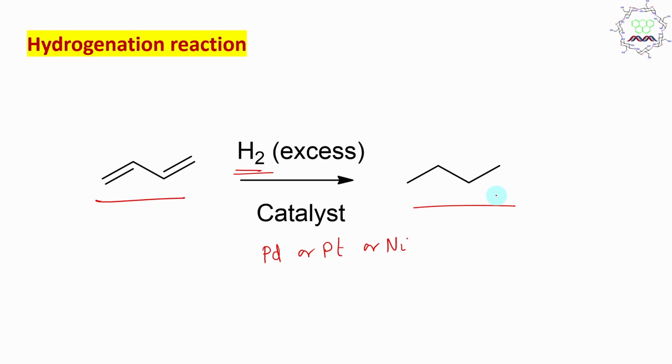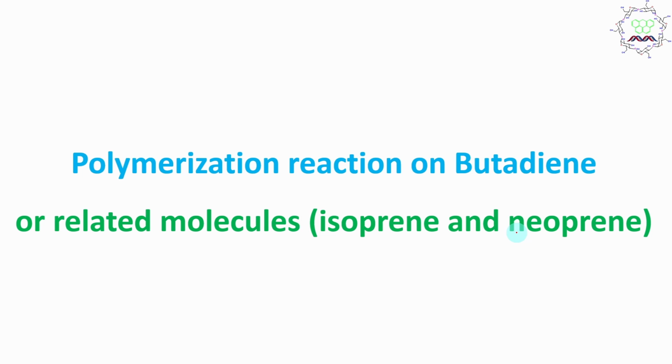And in this case, technically 2 equivalents of hydrogen are needed. Why? Because there are 2 pi bonds. Each pi bond consumes 1 equivalent of hydrogen gas in the presence of catalysts like palladium, platinum or nickel. Now these are the normal reactions we have started. Next we will discuss the polymerization of butadiene, or its related molecules, butadiene derivatives, to produce further.